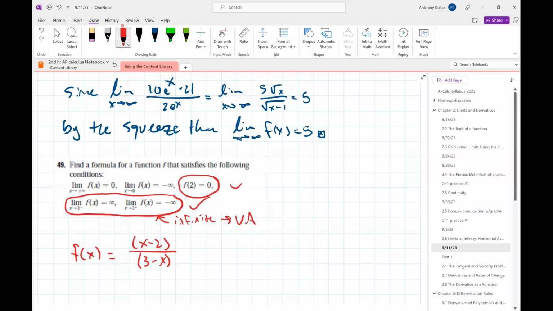And now we need the horizontal asymptote to be going to 0, which means the degree of the denominator has to be greater than the degree of the numerator, right? So I'll just put a squared on that. That'll take care of that. Or you could notice this.